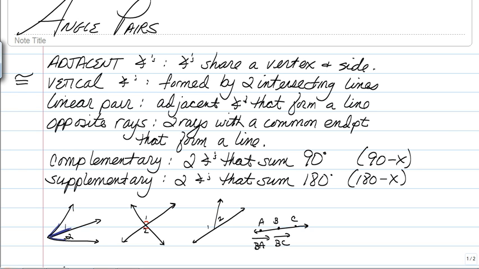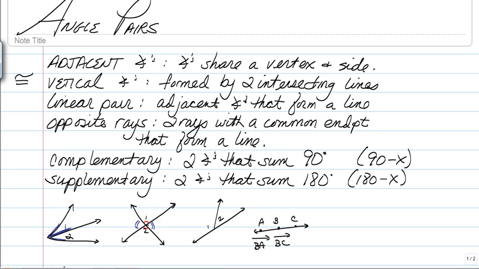Vertical angles are formed by two intersecting lines. So in this second diagram right here, you see that we have two lines that intersect. And what they do is they actually create two pairs of congruent angles. Okay, so vertical angles will always be congruent. In this diagram, 1 and 2 are considered vertical. So are the blue ones I just marked. It doesn't mean up and down.